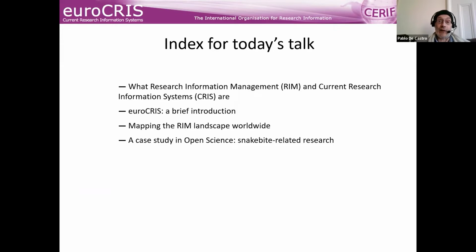talk. The summary for today's talk is on the slides. We will start by seeing what RIM, research information management, is, and what the systems that support its implementation, so-called current research information systems or CRIS systems, are. We will follow with a brief introduction to Eurocris, the association, and what it does. One of the areas that Eurocris works on is mapping the research information management landscape worldwide. So we will see a little bit how this landscape looks like at the moment.